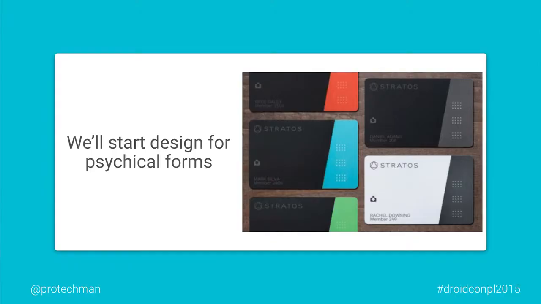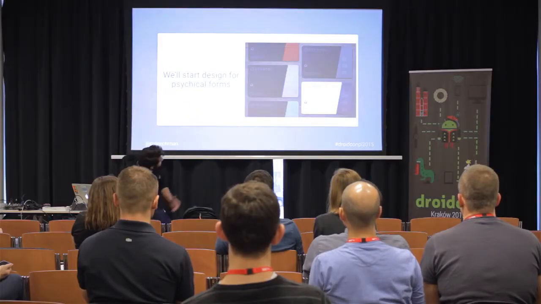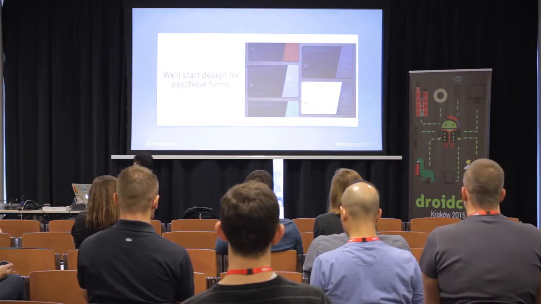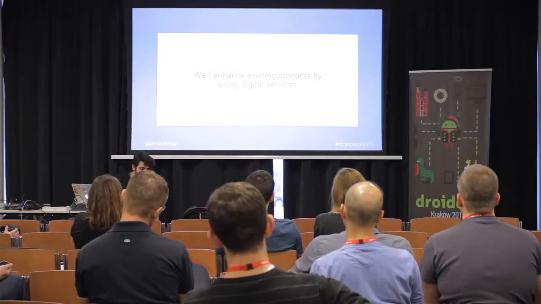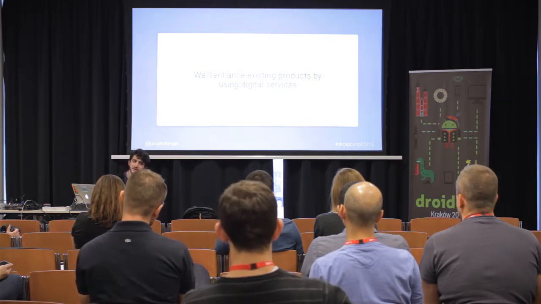So this is an example for it, that we are planning to work on physical forms, and this card actually connects your physical cards with your smartphones. You can use these cards to copy the information of your credit card to your smartphone. That's not so usable. And also, we will enhance existing products by using digital services. They have to communicate also with the cloud, with the web, with your mobile. So we have to work on physical and digital environments.